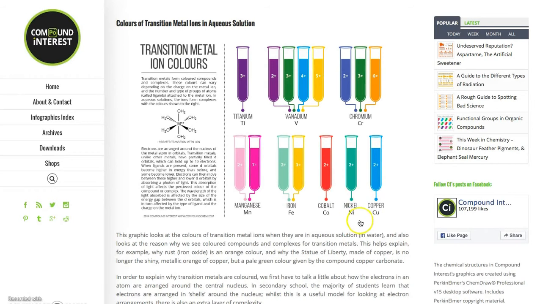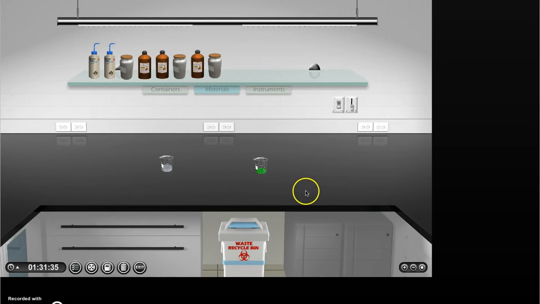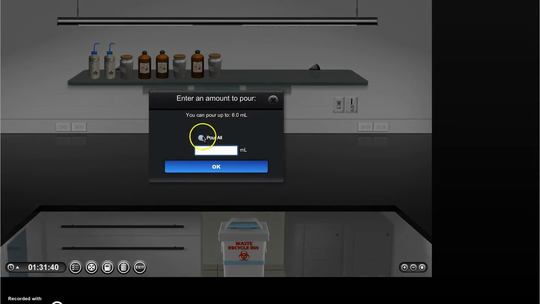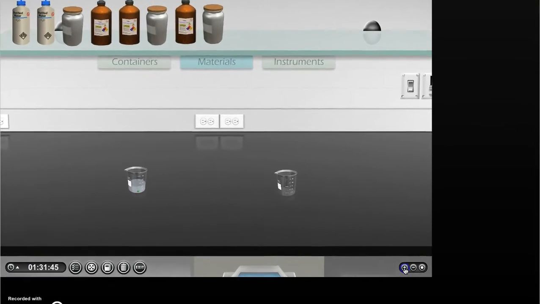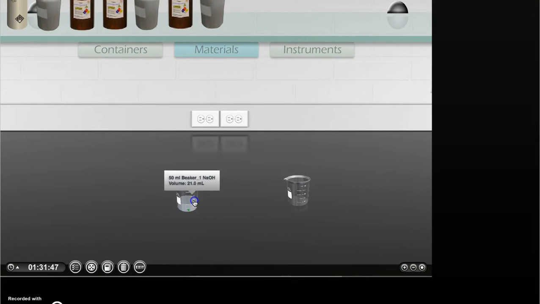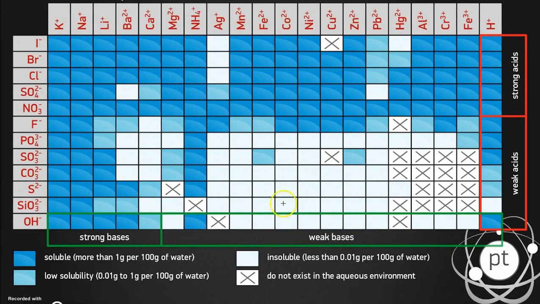Listed here are the colors of several aqueous transition metal ions. Our solution is green in color, and this is consistent with the color of nickel shown here. Now, transfer all of the contents of one beaker into the other beaker. At this point, a small green precipitate has formed in the beaker. This prediction is consistent with this because nickel hydroxide, one of the products that was formed, is insoluble in water.